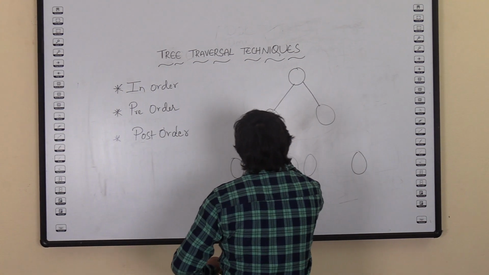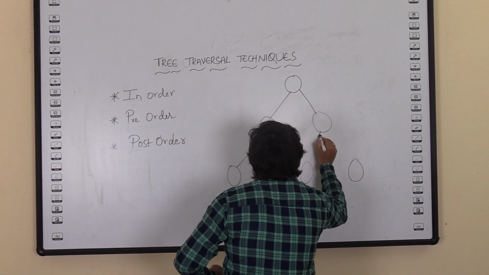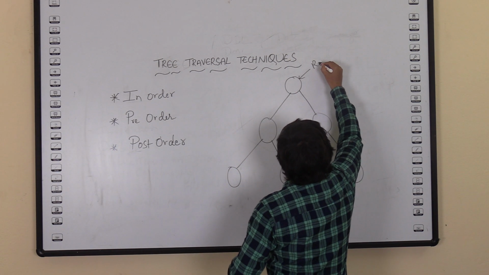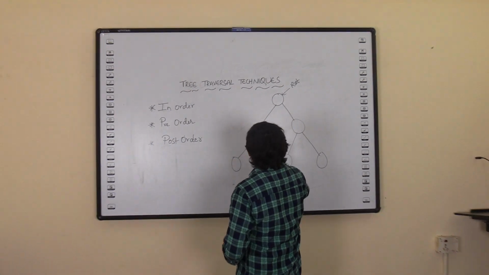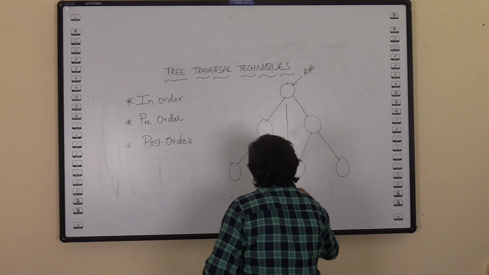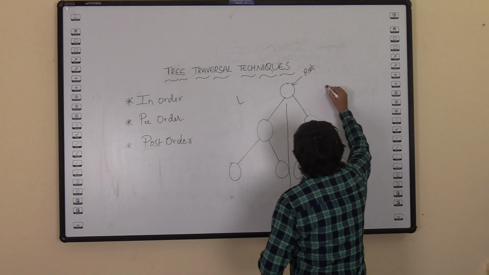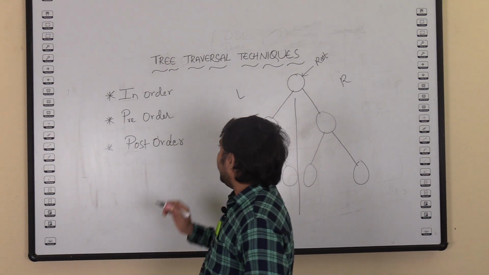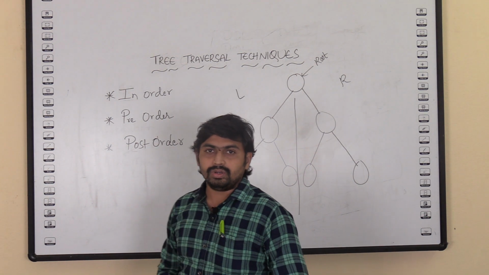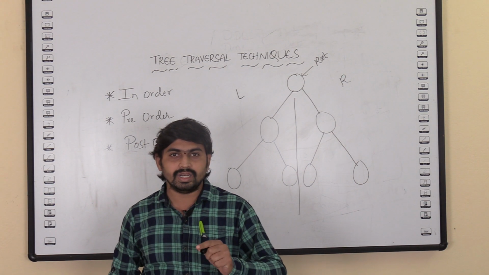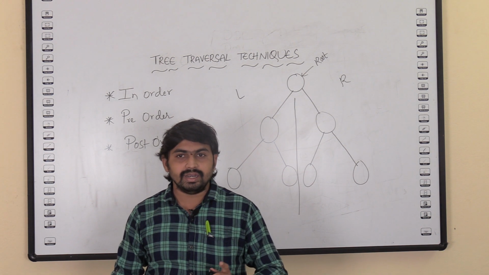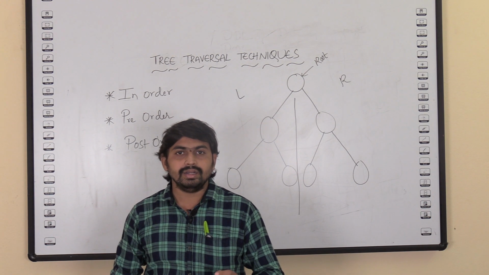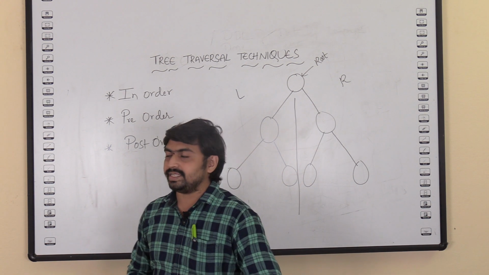In this tree traversal technique, represented in this tree, this one is the root node. The tree will be divided into two parts, left and right side. In in-order, the data will be represented with the root in the middle. That means first the left nodes will be represented, the root will be represented in the middle, and the right node will be represented on the right side.